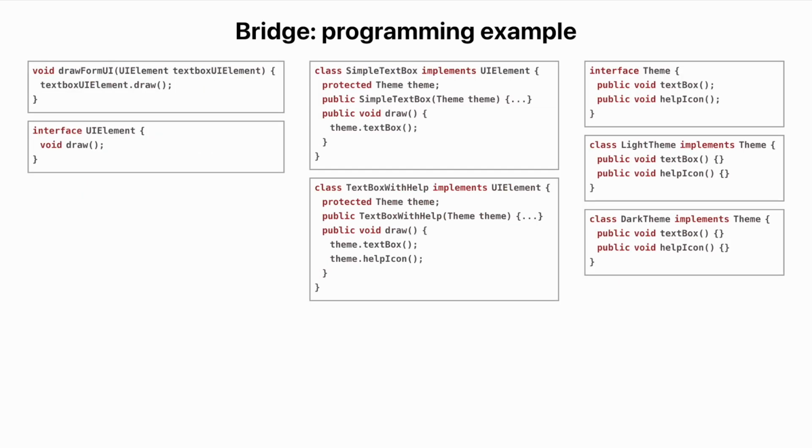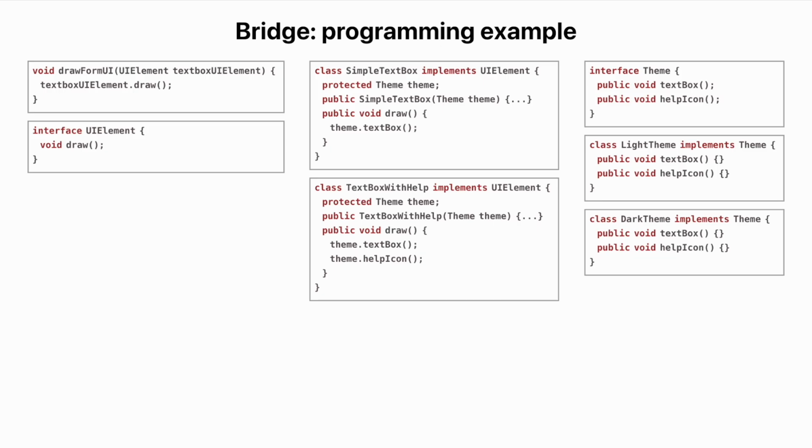For example, we want to create a form using different UI elements with different variations, with different themes. Here we can use the bridge pattern. UI element will be the abstraction. Text box is one refined abstraction and it has two subclasses, simple text box and text box with help.